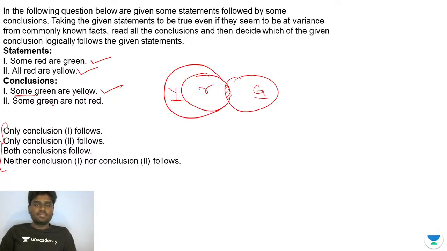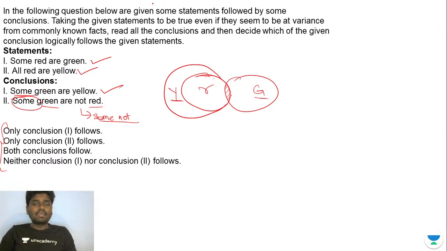But if you go for the second conclusion, that is some green or not red, listen very carefully. They are talking about green and red. This is actually a "some not" type of question, a "some not" type of conclusion. What you need to simply do is see whether you can put all green into red. Definitely you can put all green into red.